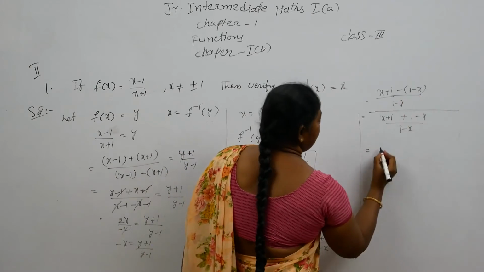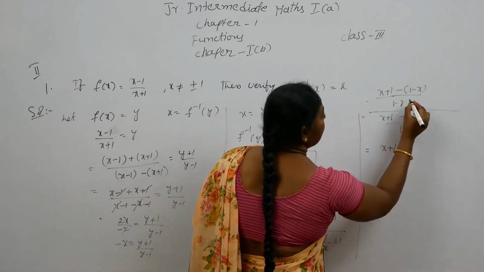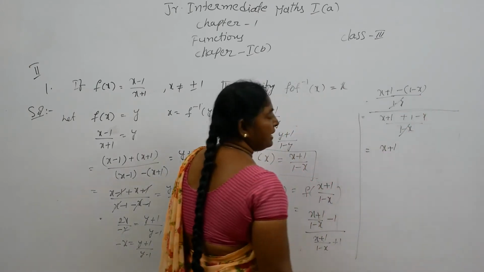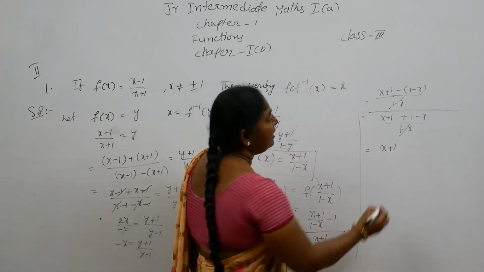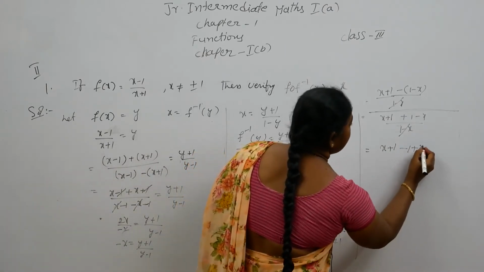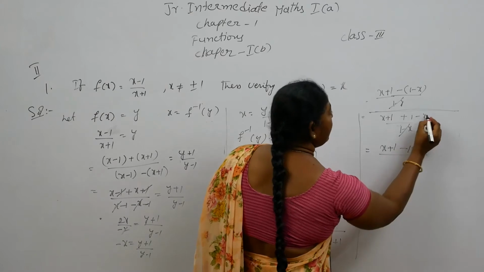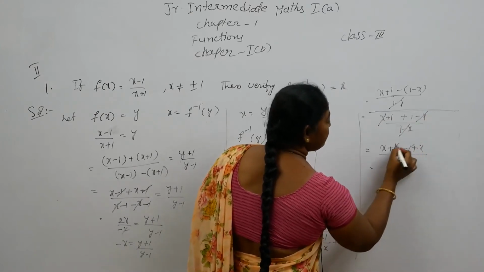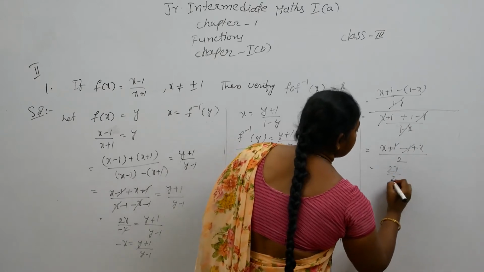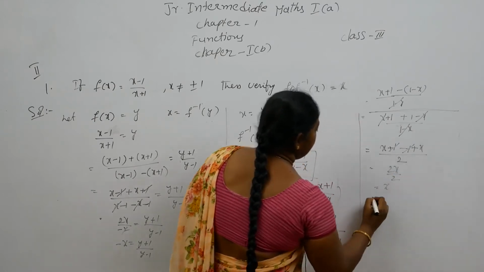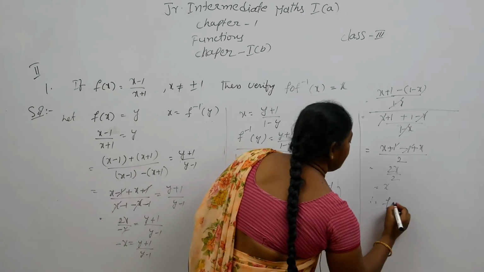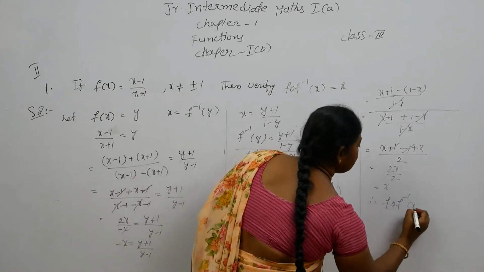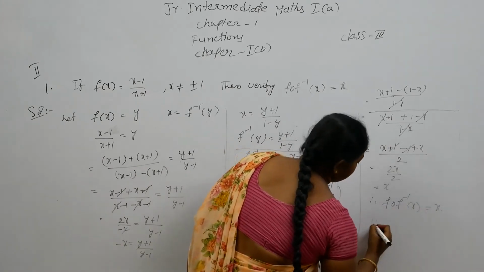So here x plus 1, 1 minus x cancel, and minus 1 plus x by, here minus x cancels, equals 2. Here minus 1 cancels. 2x by 2 equals x. Therefore f of f inverse of x equals x. Hence proved.